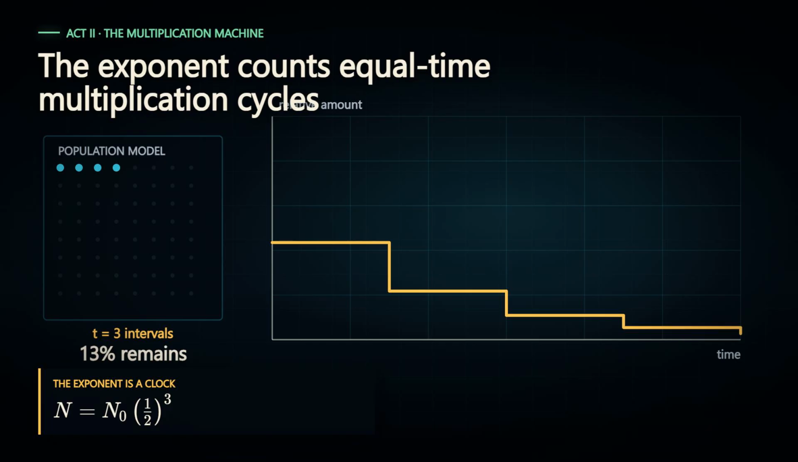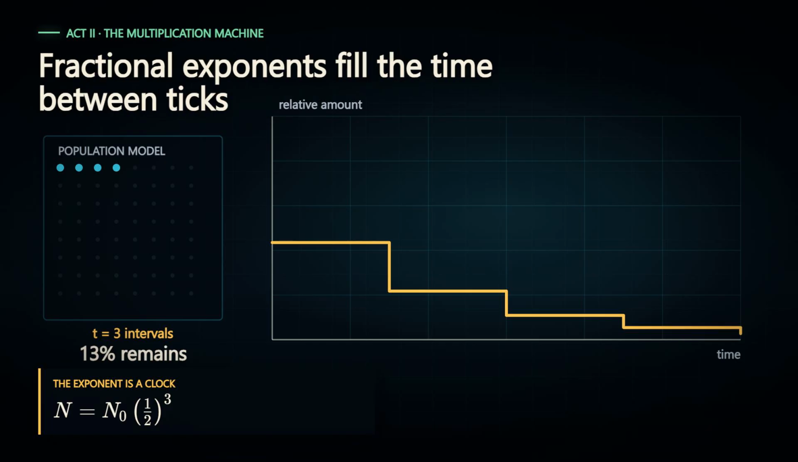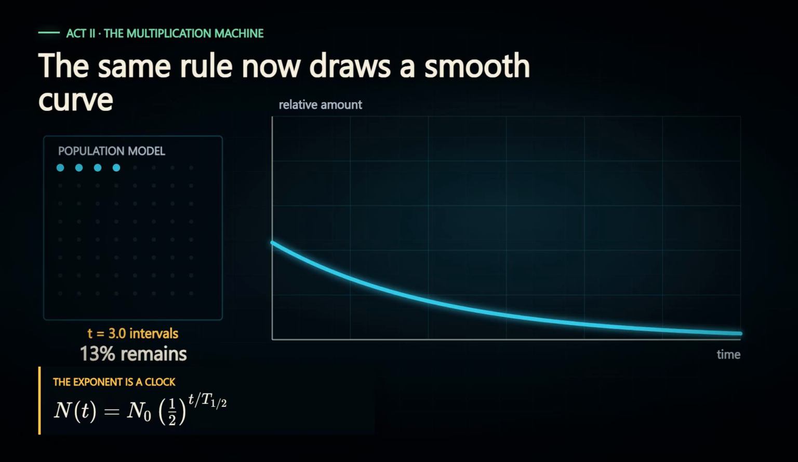Time does not jump between whole half-lives. Halfway to the first mark, the exponent is 1/2, so the multiplier is the square root of 1/2. Fractional exponents fill every gap consistently. The staircase of repeated multiplication becomes a smooth decay curve without changing the rule.